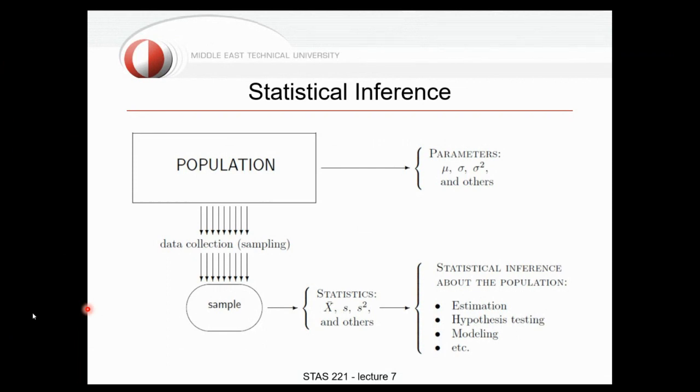So we usually have a population which contains some parameters. Some of them or all of them are unknown to us. That's why we take a sample or several samples from this population in order to come up with these statistics and use them in order to predict or estimate the parameters of our population.